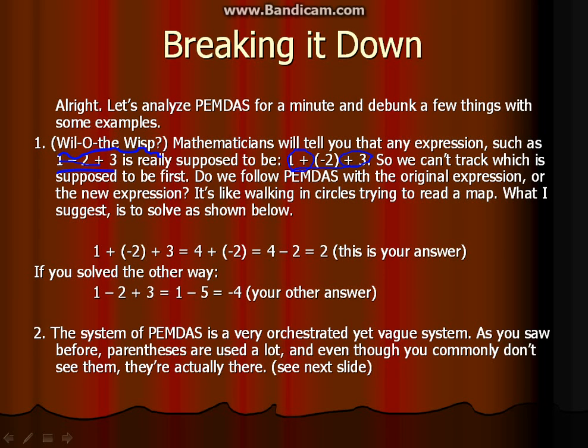So what I suggest is the mathematician's way. I'm not a full-fledged mathematician, but I've learned enough to explain this to you guys. 1 plus a negative 2 in parentheses plus 3. That's the expression I would suggest that you follow. So you can combine like terms, you can combine the positives. This is even following PEMDAS, with addition before subtraction. So 4 plus a negative 2, 4 minus 2, is 2, your answer. But if you solve the other way, with the original expression, you would just have to more or less go in order.